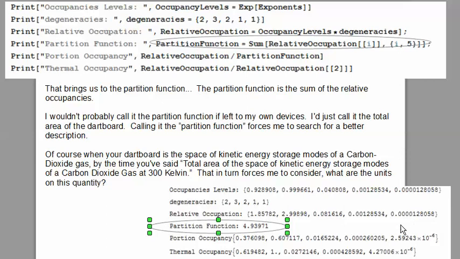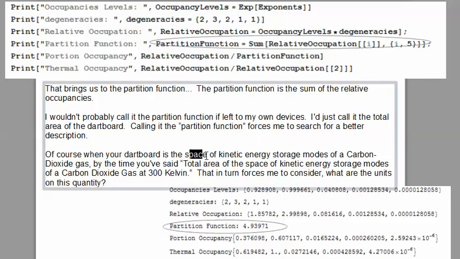Now, I probably wouldn't call this thing the partition function if left to my own devices. I'd just call it the total area of the dartboard. But that's not a very good description either, because it's not really a dartboard. Calling it the partition function, though, does kind of force us to search for a better mental description. The dartboard is the space of kinetic energy storage modes. Kinetic energy storage modes of a carbon dioxide gas. What is an energy storage mode?